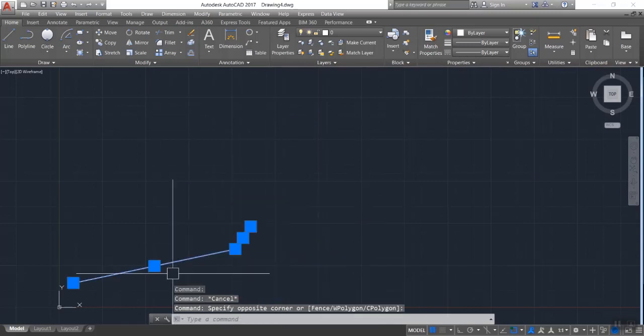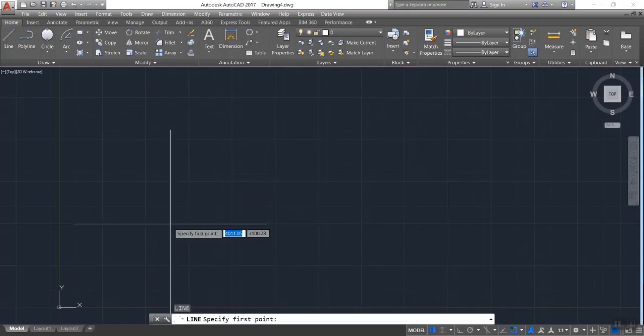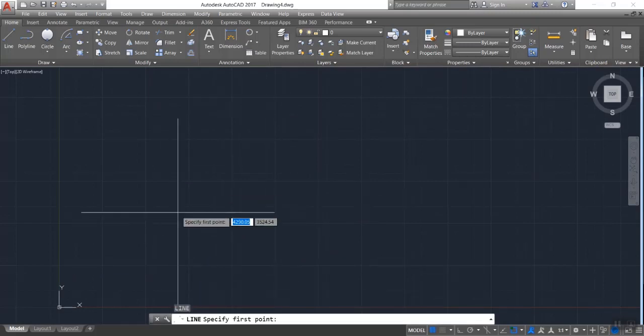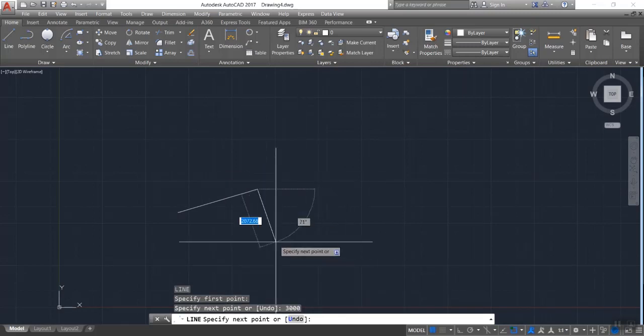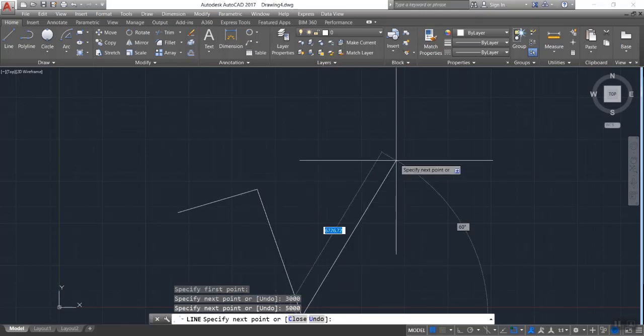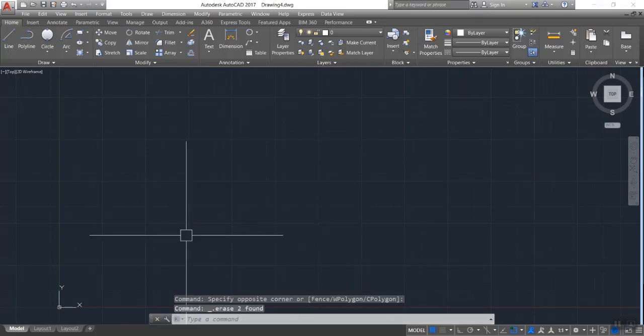The same thing in the normal method too. L enter, and then I specify a starting point and then I need 3000 units, enter. And then I need 5000, enter. See, like this you can draw with the normal method as well as the absolute coordinate method.